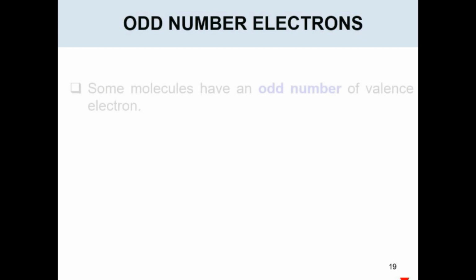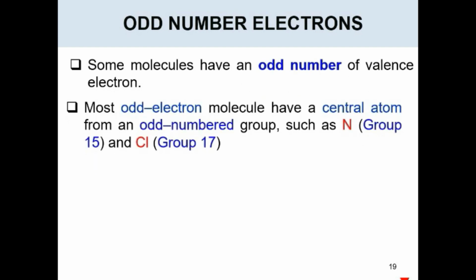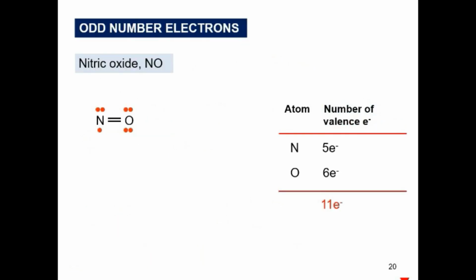Odd number electrons. Some molecules have odd number of valence electrons. Most odd electron molecules have a central atom from an odd number group, such as nitrogen in group 15 and chlorine in group 17. Here is the example of odd number electrons. Look at nitric oxide structure. There is unpaired electron on nitrogen atom, so the molecule has odd number electron.